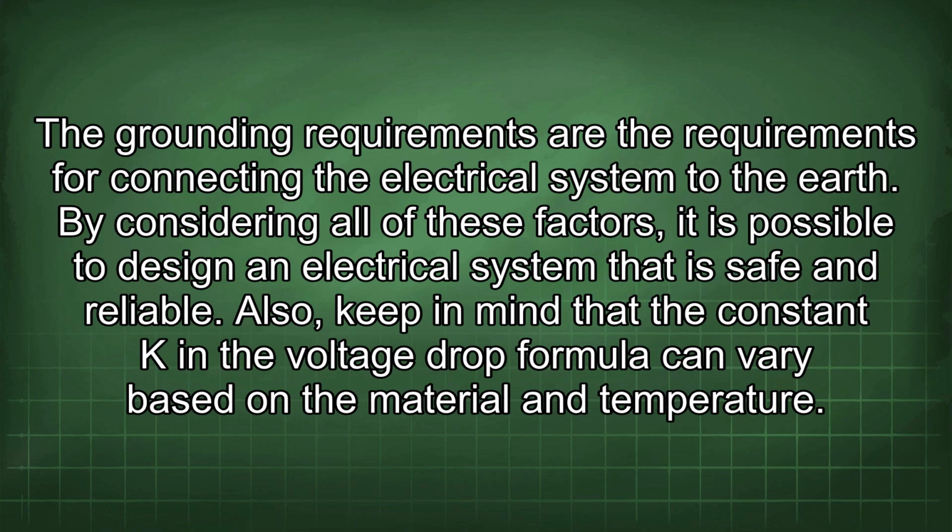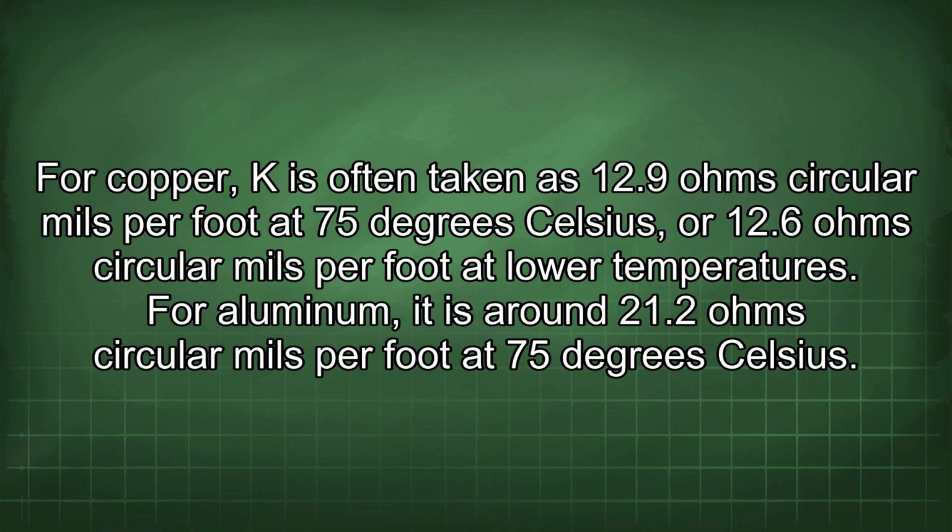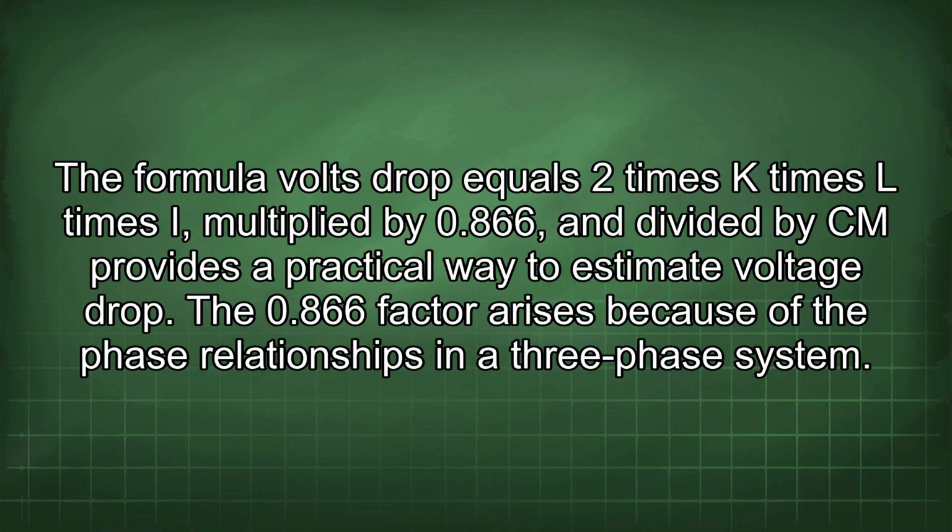Also, keep in mind that the constant K in the voltage drop formula can vary based on the material and temperature. For copper, K is often taken as 12.9 ohms circular mils per foot at 75 degrees Celsius, or 12.6 ohms circular mils per foot at lower temperatures. For aluminum, it is around 21.2 ohms circular mils per foot at 75 degrees Celsius. The formula volts drop equals 2 times K times L times I, multiplied by 0.866 and divided by Cm provides a practical way to estimate voltage drop.